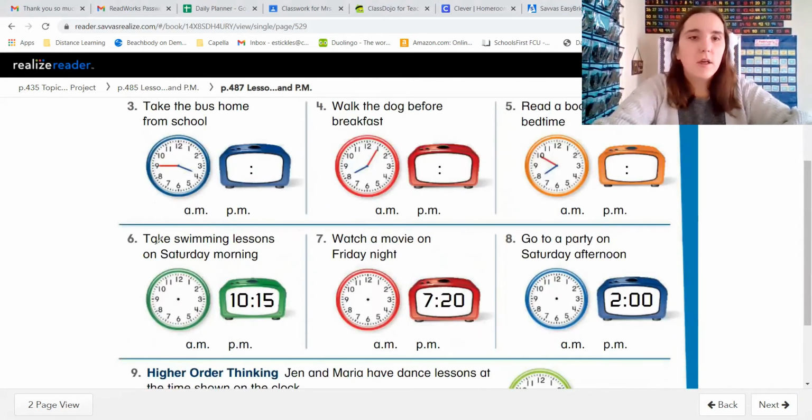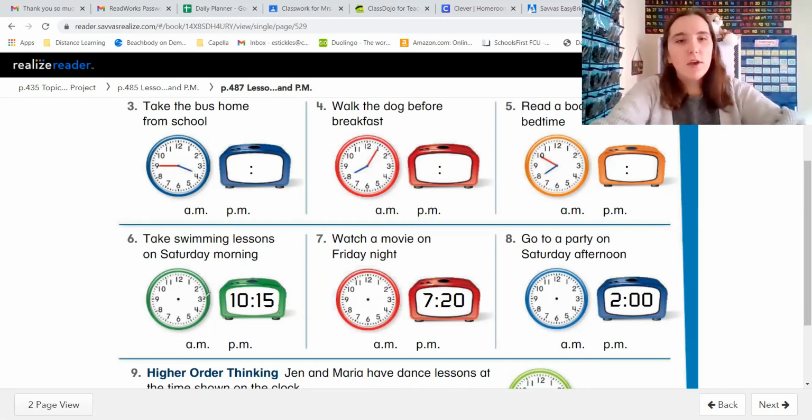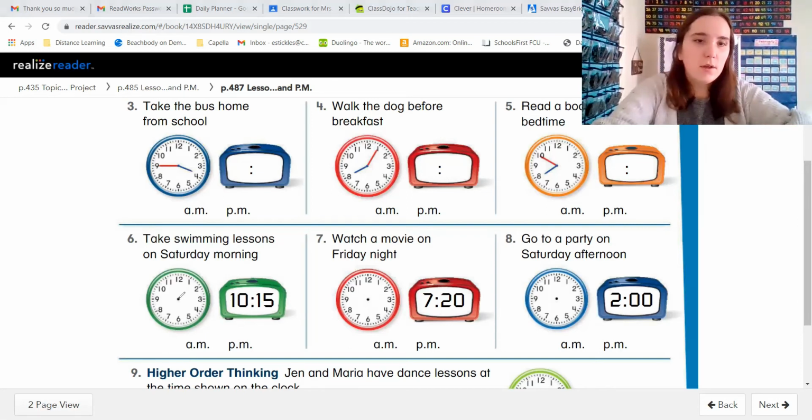Let's do number 6. Take swimming lessons on Saturday morning. Well, they kind of gave us a hint right there, didn't they? But let's write our time on our analog clock. So our digital clock says 10:15. So I need to put my hour hand between the 10 and the 11, and I need to keep it nice and short because it's my hour hand. So I'm going to point it right there.